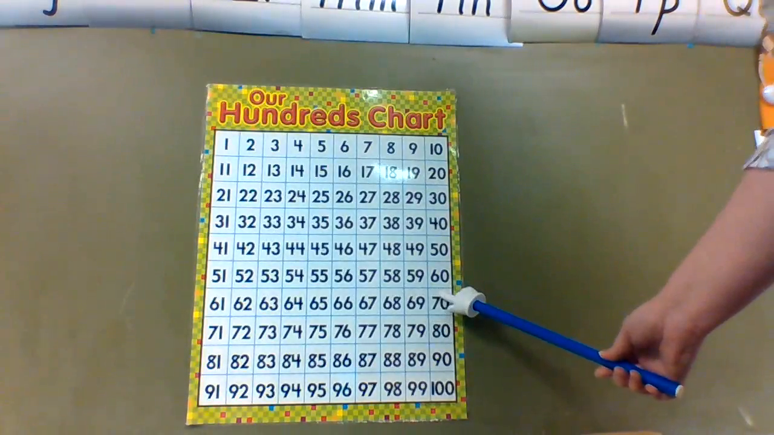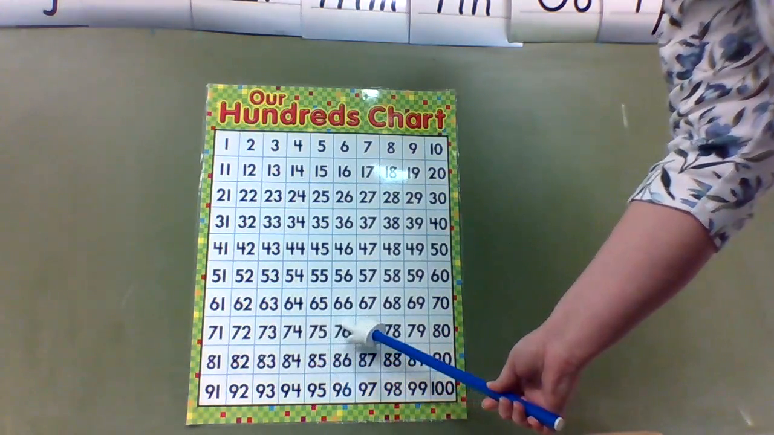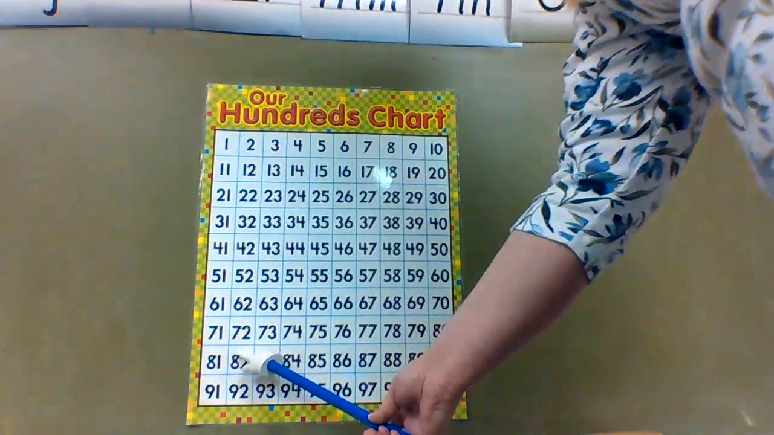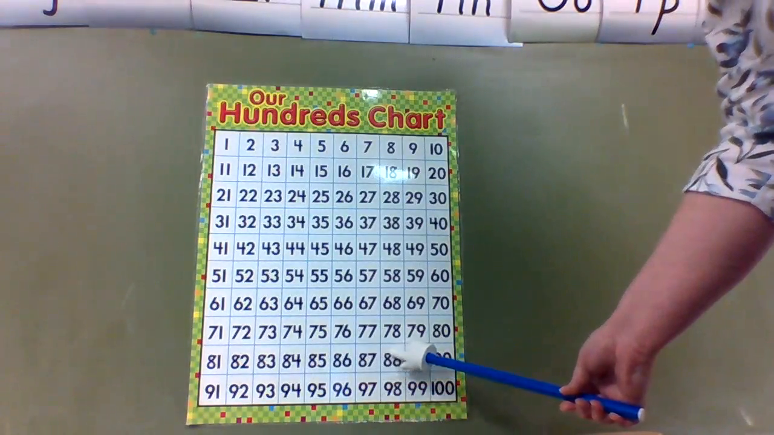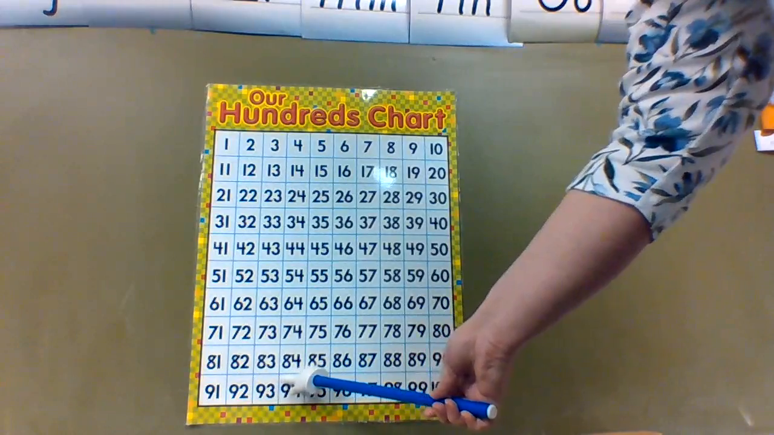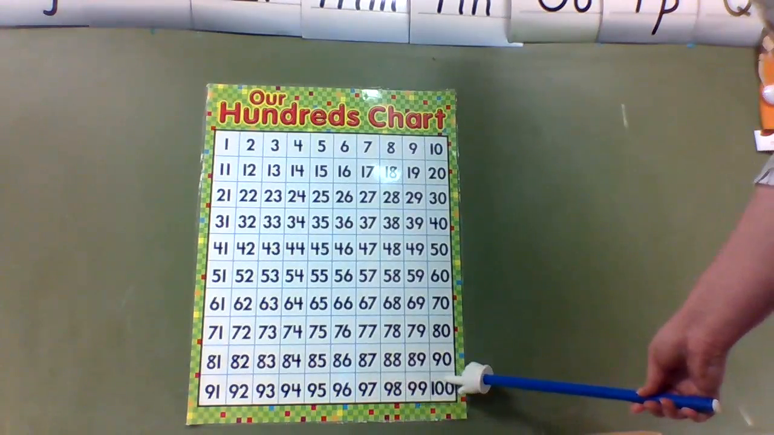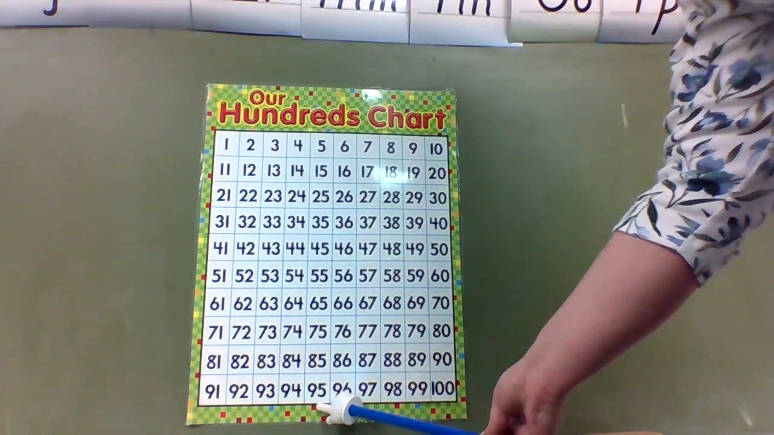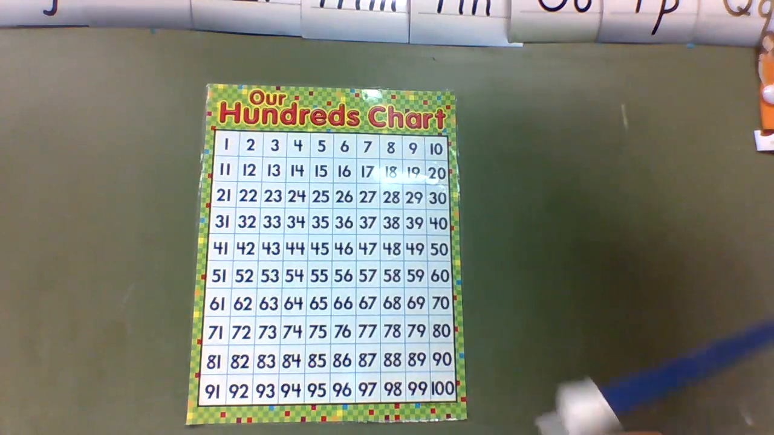58, 59, 60, 61, 62, 63, 64, 65, 66, 67, 68, 69, 70, 71, 72, 73, 74, 75, 76, 77, 78, 79, 80, 81, 82, 83, 84, 85, 86, 87, 88, 89, 90, 91, 92, 93, 94, 95, 96, 97, 98, 99, 100. Let's count by tens.